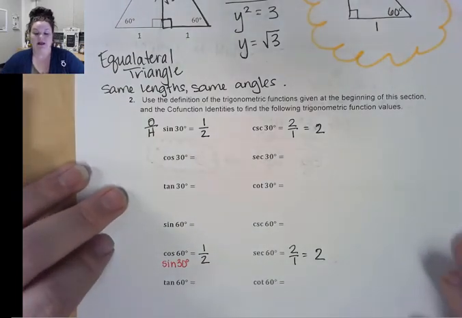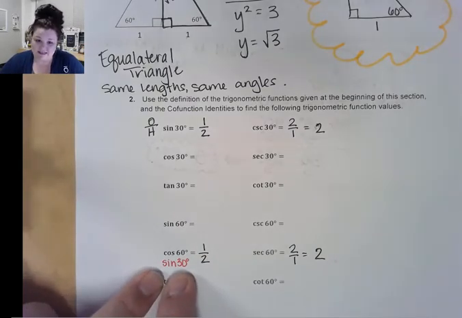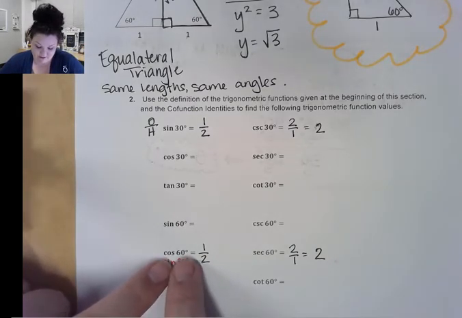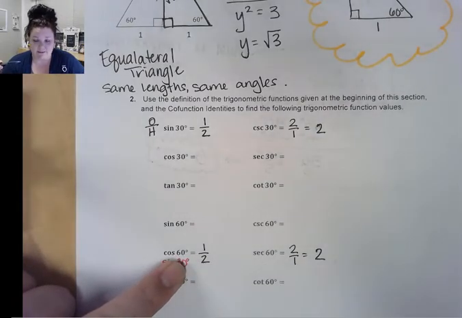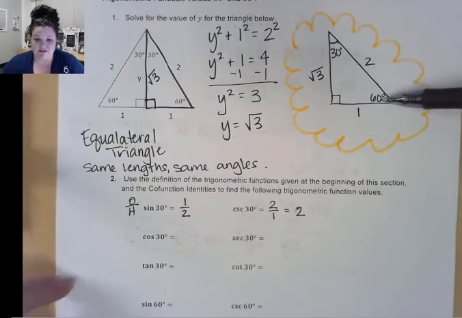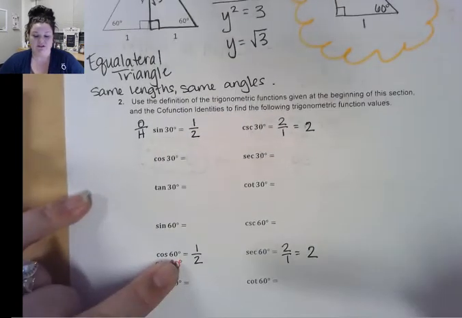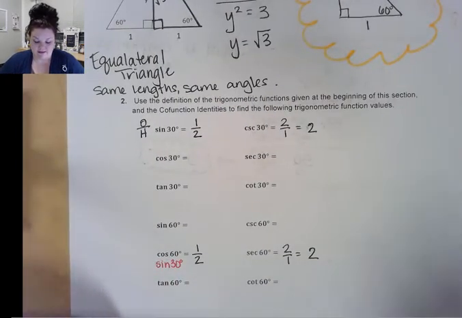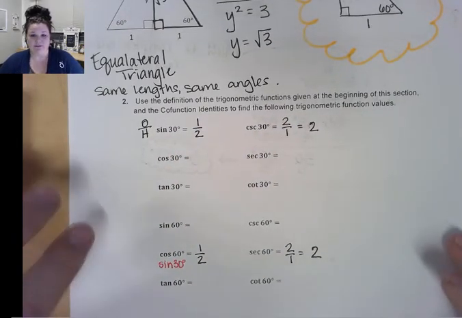Now I will mention this: if you forget about these cofunction identities, you can figure out cosine by simply doing the adjacent over hypotenuse of 60 degrees. Notice here, the adjacent of 60 is 1 and the hypotenuse of 60 is 2, so you'll still get the same answer. I'm just showing how you can work it out using those identities we just came up with.